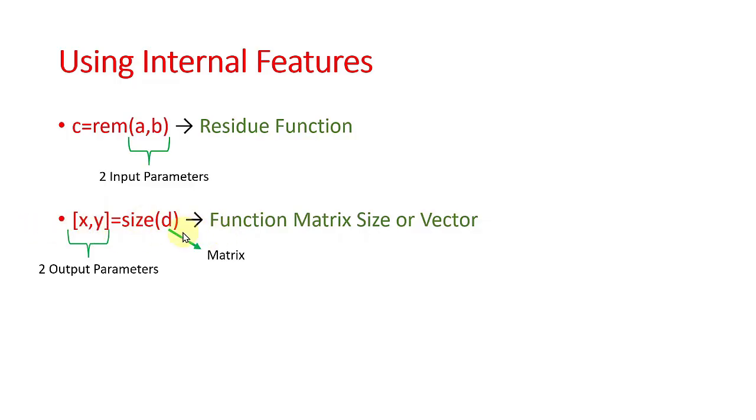Here, then, d must be a matrix or a vector. And here, then, x will tell me the number of rows and y the number of columns that this matrix D has. But also, I could think of writing it as f equals size of D, and in f, it will give me the result as a vector with the number of rows and columns.